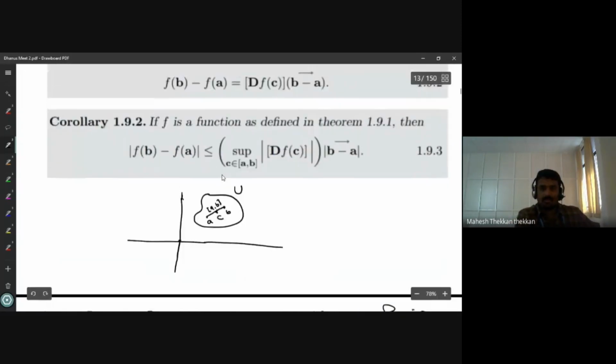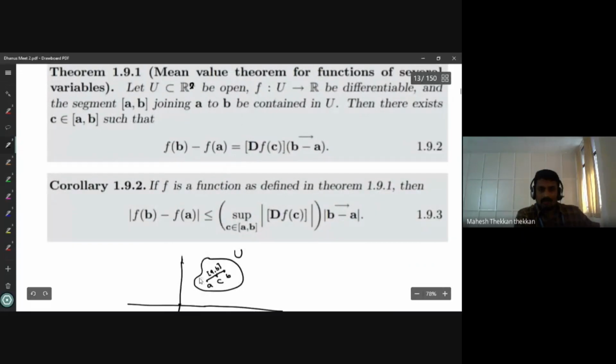So the only thing we need to look at is, if you take two points A and B, you have to look at the segment joining A and B. Then the statement is that in between on the segment there is a point C such that f of b minus f of a is equal to df of c into b minus a.